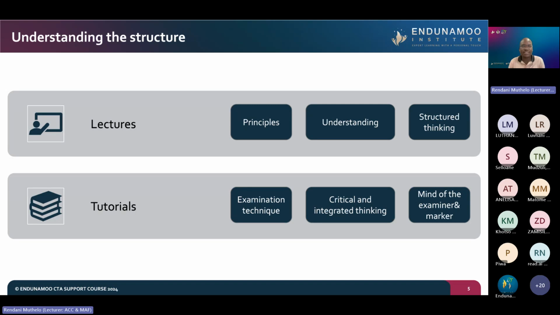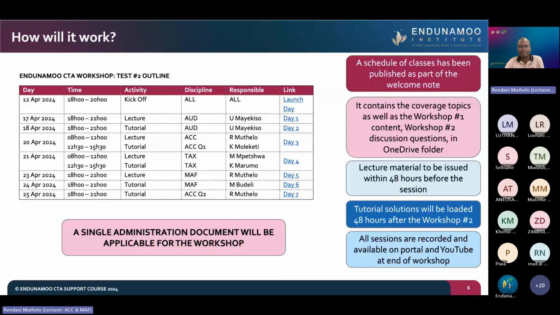Then the tutorials, they've already been issued. You now have them. So now the next thing is all about what? How do you prepare for them, and how do you get to build that critical and integrated thinking? And when we discuss, we're going to help you to become the examiner, to become a marker, and therefore score good marks. And when it comes to the administration, this is now the schedule.